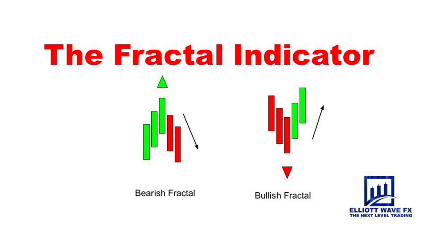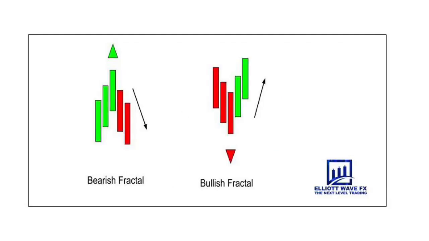What is the fractal indicator? The fractal indicator is a trading indicator used in technical analysis that's used to identify potential trend reversal points in a market. It was developed by a renowned trader, Bill Williams, and therefore is also referred to as the Williams fractal.